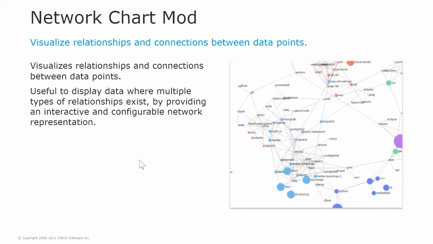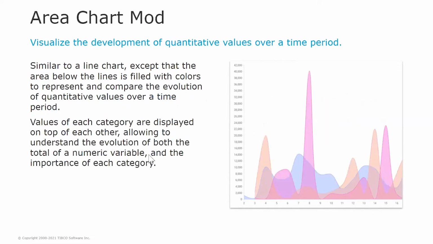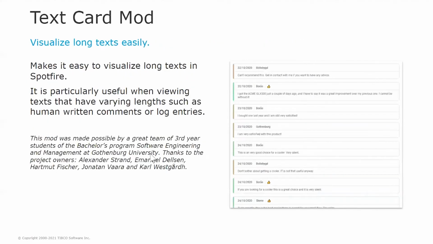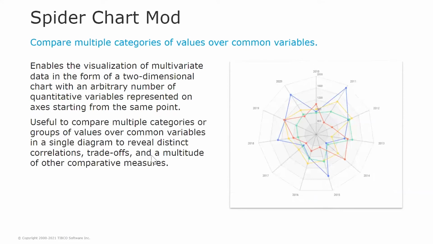And the network chart, you've probably seen before. And the Hans Rosling chart, you've probably seen if you've seen the TIBCO COVID dashboard, where it has been used as a great way to visualize progress over time. Area chart, text card mod to visualize long texts, stock chart, spider chart.